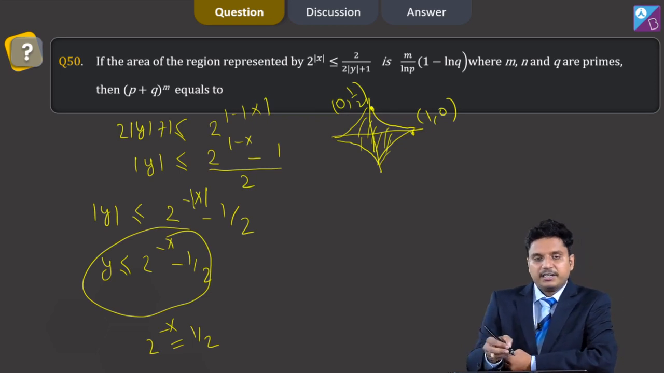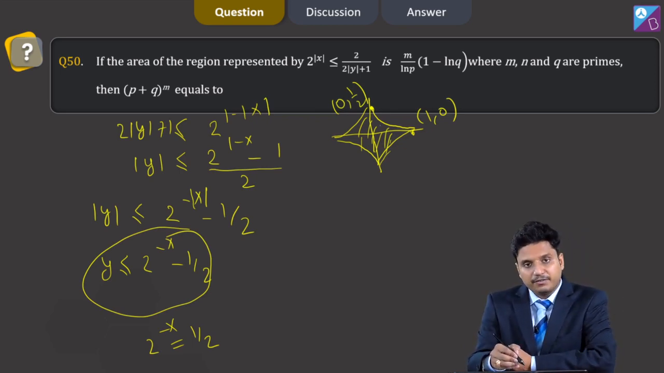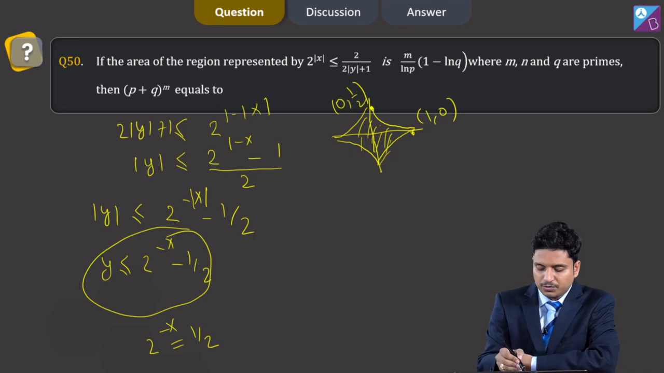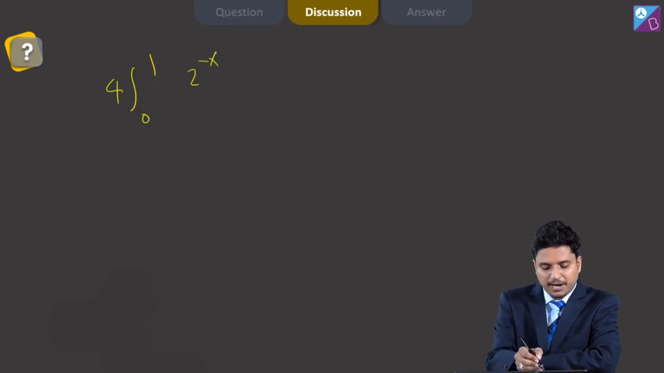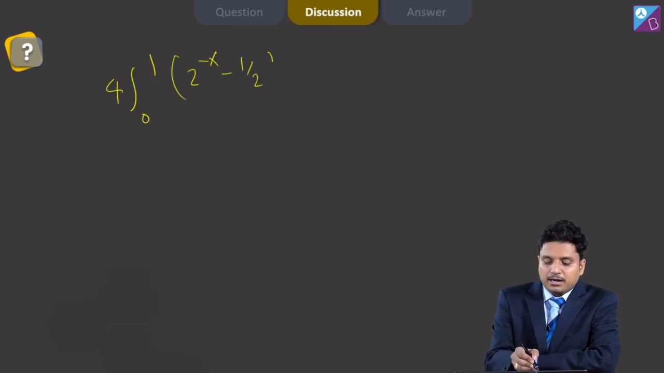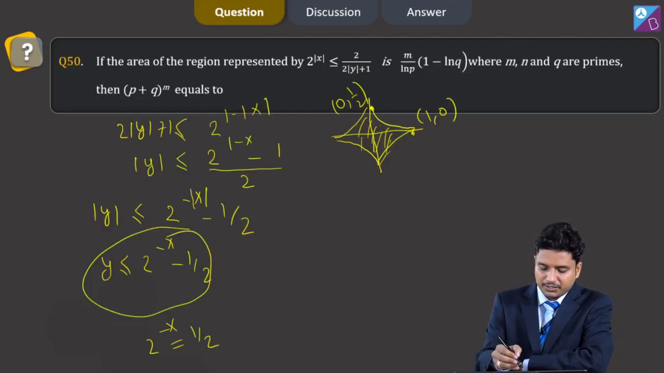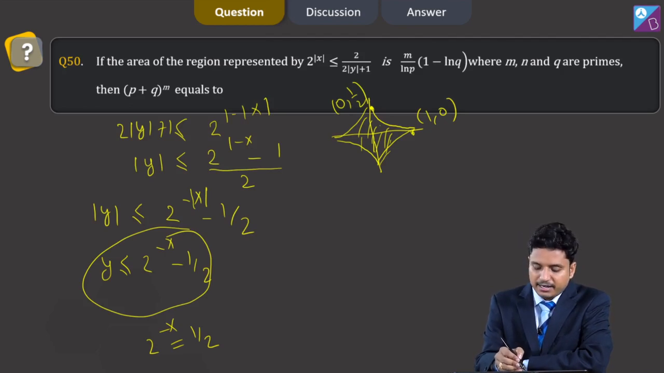So how to integrate it? We will find the area bounded within the first quadrant, and then we will multiply it by 4 in order to find the whole shaded portion. So the answer can be written as 4 times the integral from 0 to 1. X is varying from 0 to 1, and this is the curve y is equal to 2 raised to power minus x minus half, dx. So y is equal to 2 raised to power minus x minus half. This was the curve, and it is being integrated for x from 0 to 1.